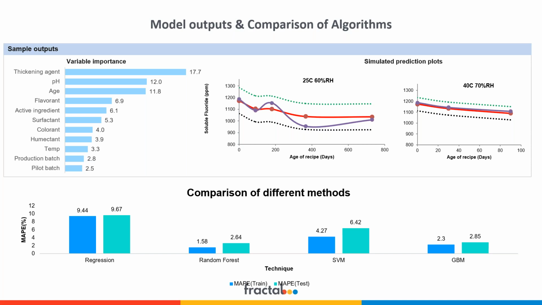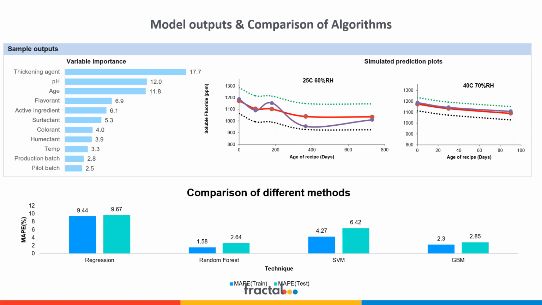So having looked at these two things, what you can simply say is, let's do away with doing the experiments at 40 degrees centigrade, 70% relative humidity, because that's where we simply know the outcome. We only need to ensure that we run the experiment for 25 degrees centigrade and 60% relative humidity.